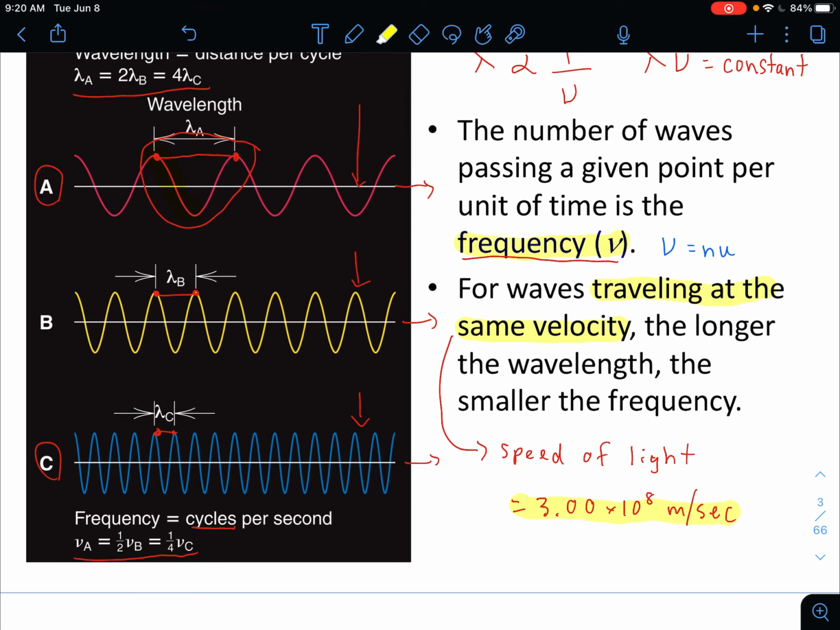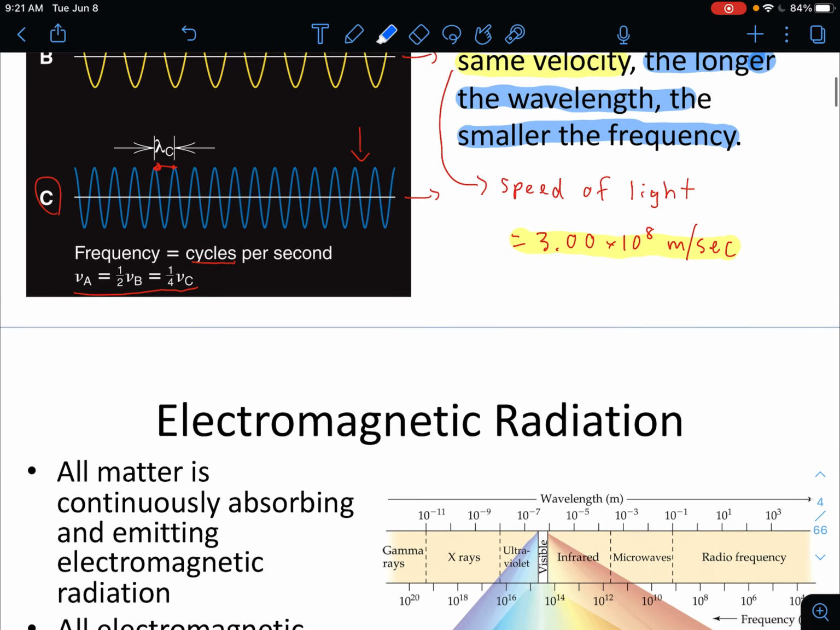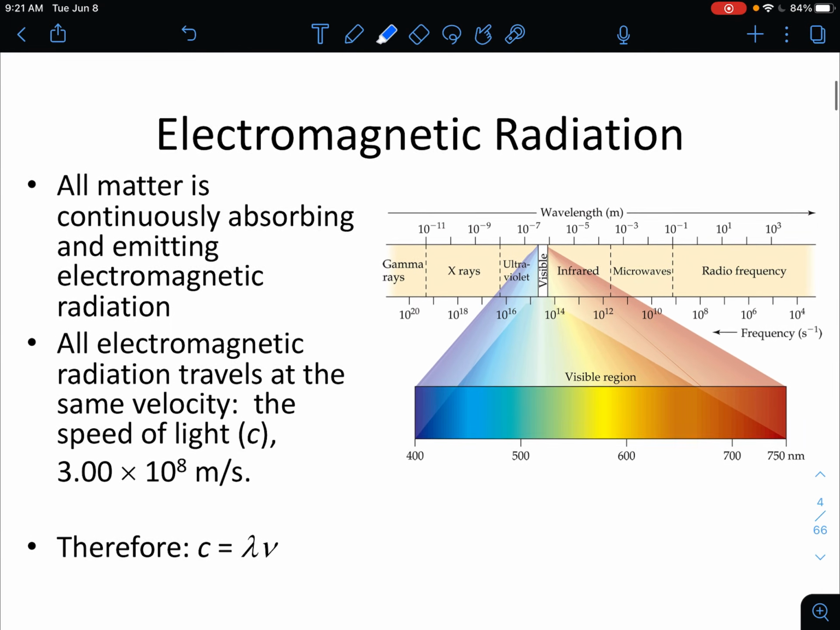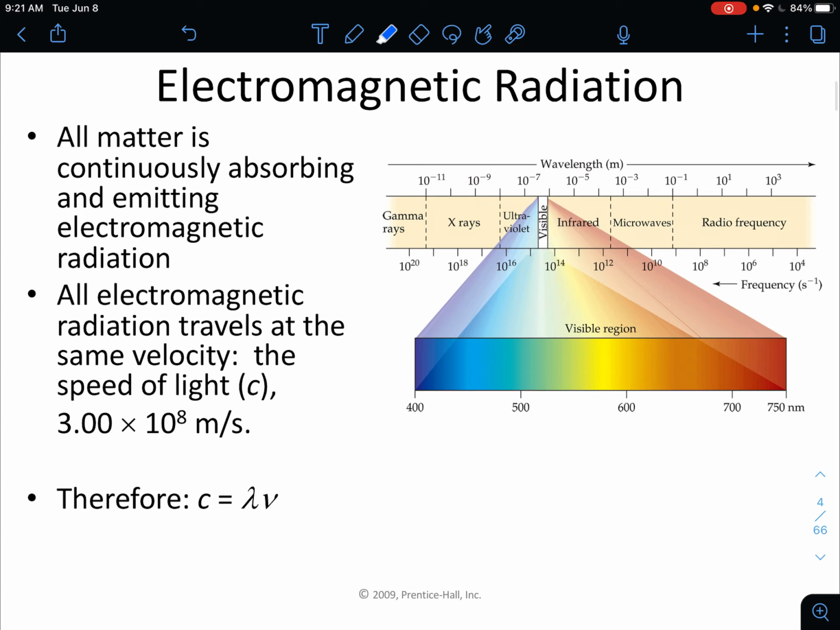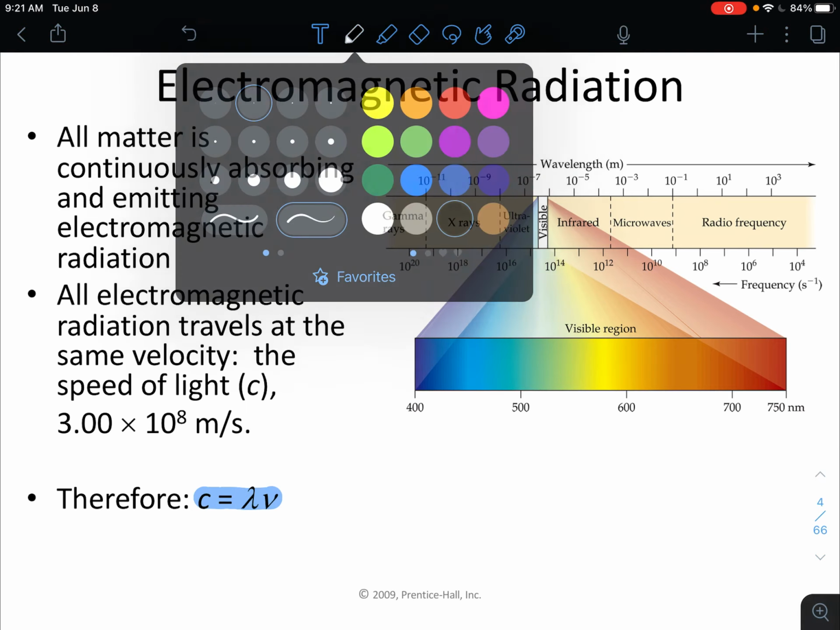Okay, and then down at the bottom it says the longer the wavelength, the smaller the frequency. So we're being pretty precise with our language there, right? Wavelength is how long it is. Frequency is going to be large or small. So that's going to get us to our equation, c equals lambda nu. And that's the first equation that we want to get comfortable with in this section.